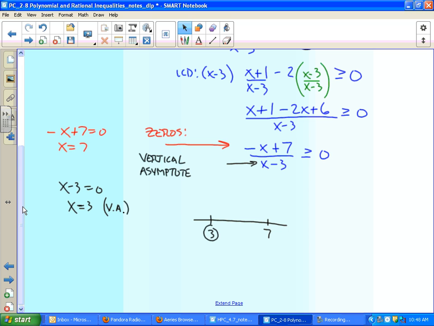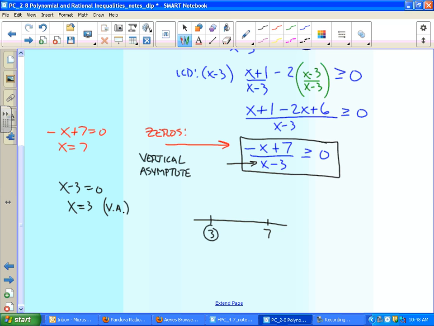So we're going to test to the left of 3, 0. Where do I put it? Well, I'm always plugging it back into the inequality that we're testing, which is that one right there. So we're going to test 0. And I get a negative 0 plus a 7 over a 0 minus a 3. And that gives me a what? Negative number or a positive number? That's a negative number. 7 over negative 3 is a negative number. So I get a negative number there.